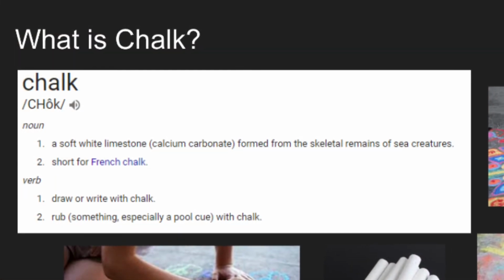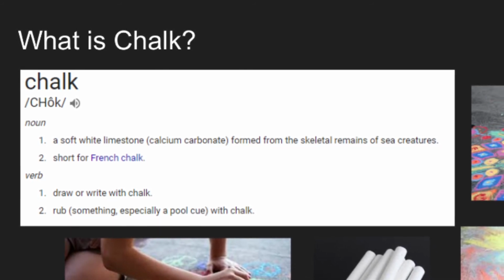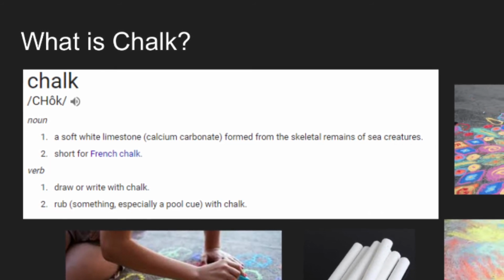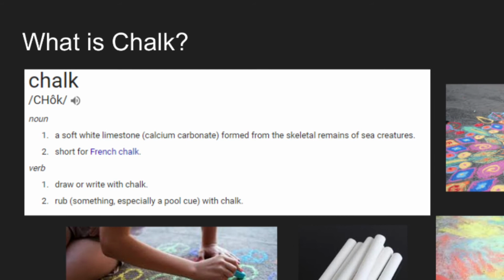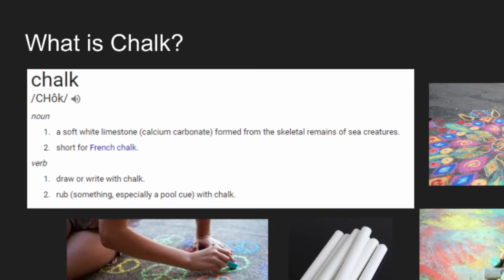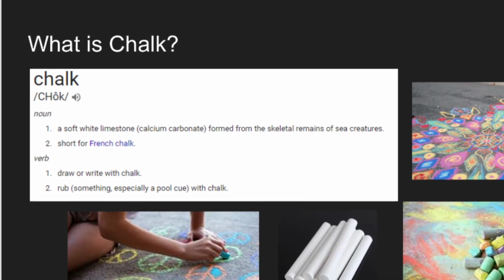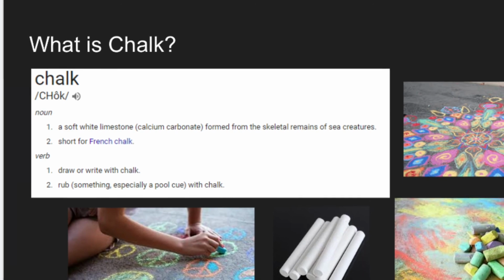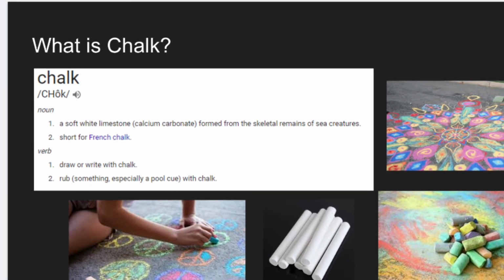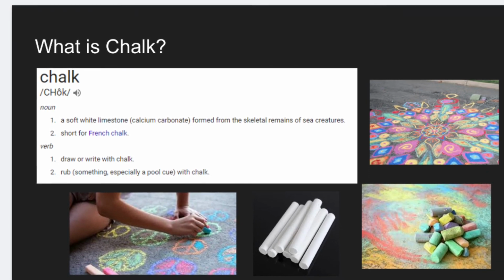Did you know that the word chalk is actually short for French chalk? We don't pronounce the L because it comes from a different language. Chalk is a soft white calcium carbonate limestone formed from the skeletal remains of sea creatures. We can draw or write with chalk, and we can do lots of fun things if we rub chalk on different surfaces. Sometimes chalk is used as a lubricant, such as when someone rubs chalk on a pool cue. We are going to use chalk as an art material today.